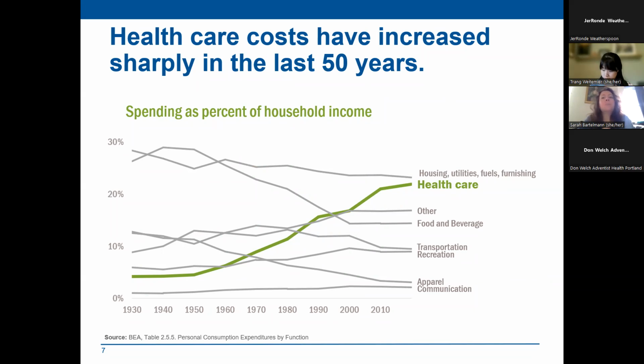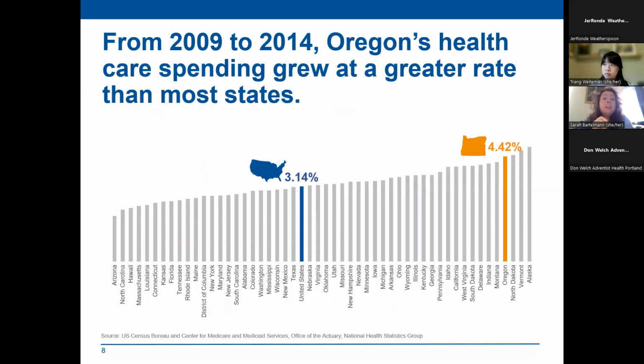Next. Looking at some national data from 2009 to 2014, Oregon's healthcare spending grew at one of the fastest rates in the country. We're up there at the 4th highest, up there with North Dakota, Vermont, and Alaska. This data is a little bit older. This is 2014. The US Census Bureau and CMS Office of the Actuary do not publish the state level comparison that often. 2014 is actually the last time they pushed this data out, but we know that we were well above the national average at that point.